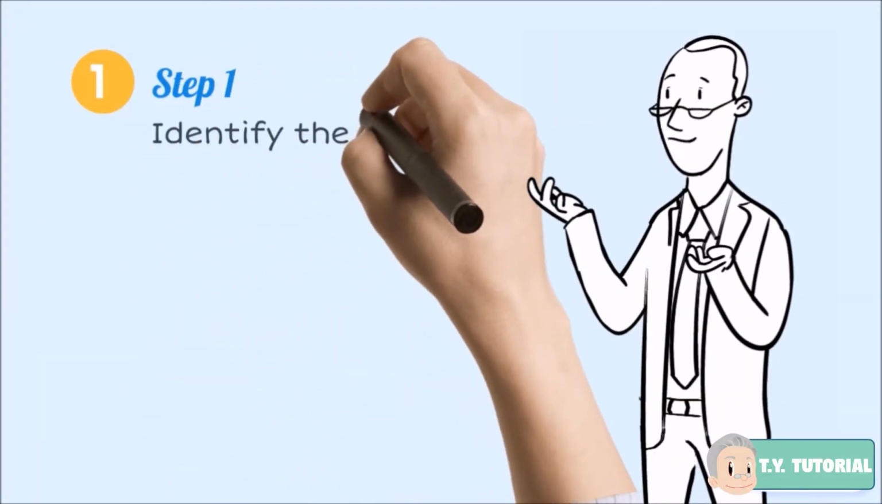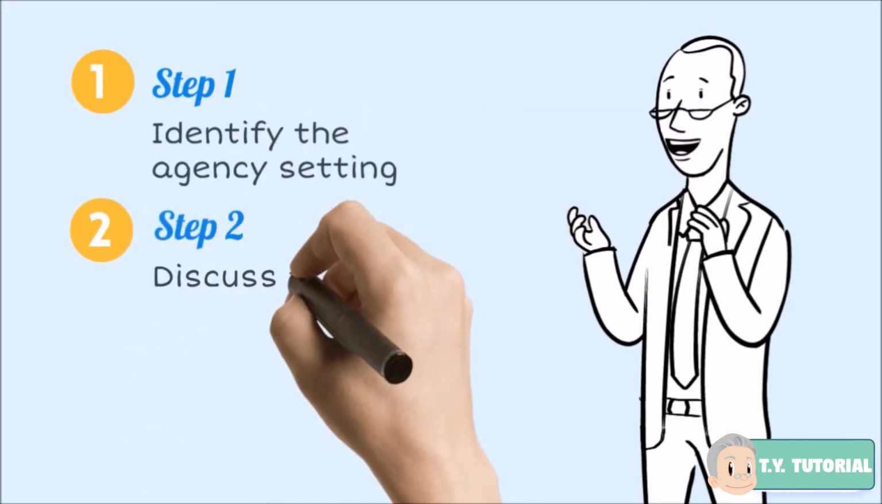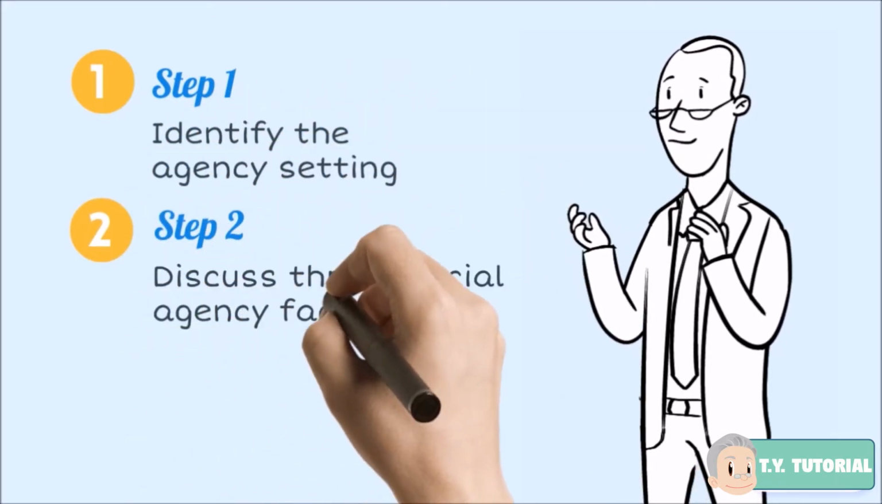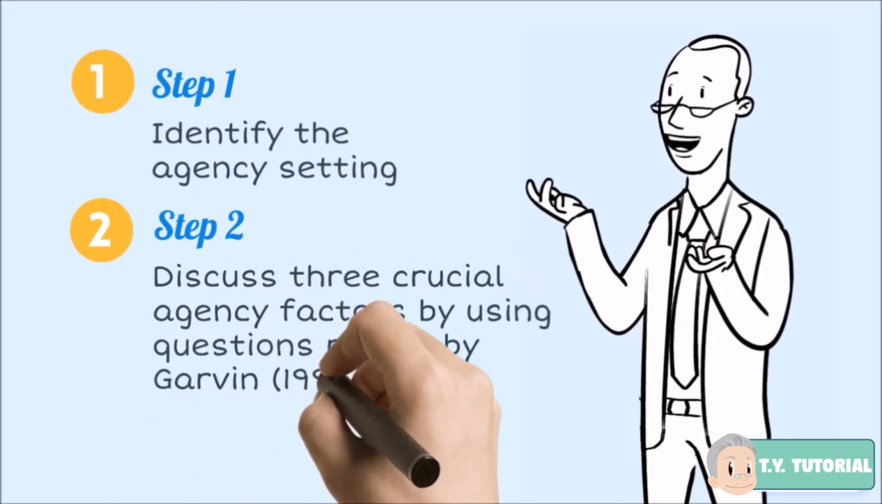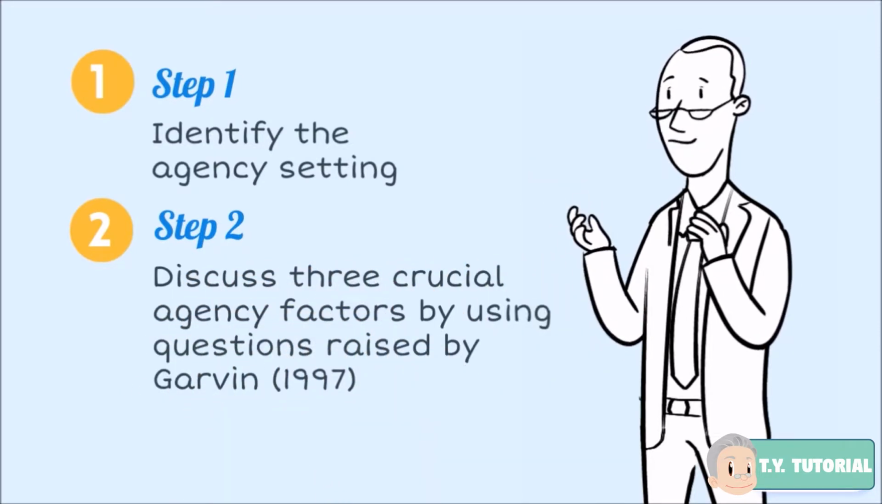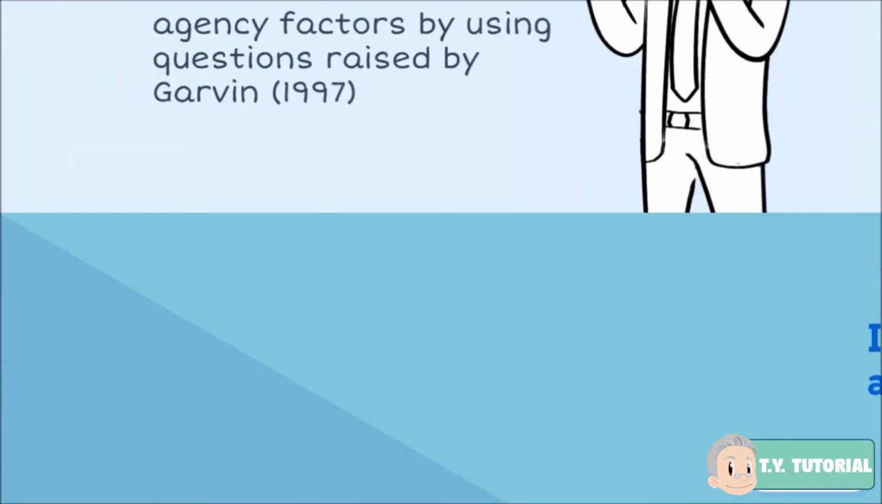To do so, there are 2 steps. The first step will be identifying the agency setting, and the second will be discussing the 3 crucial agency factors by using the questions raised by Gavin.